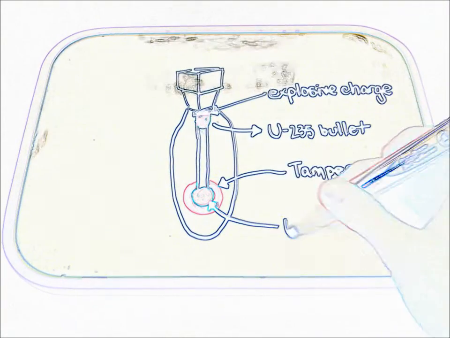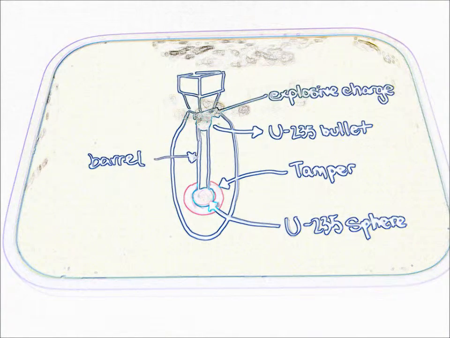So, here we have the atomic bomb. There are 5 principal parts of the atomic bomb: the explosive charge, the U-235 bullet, the tamper, the U-235 sphere, and the barrel. The U-235 parts of the bomb must be created out of enriched U-235, which means that the sample must be 90% U-235.